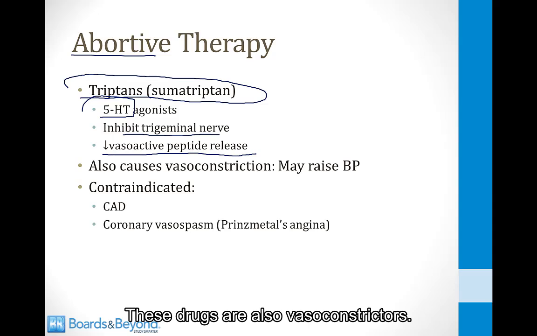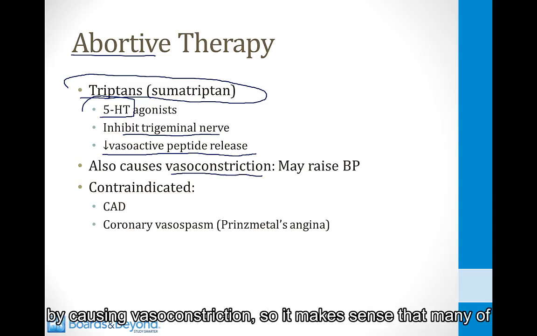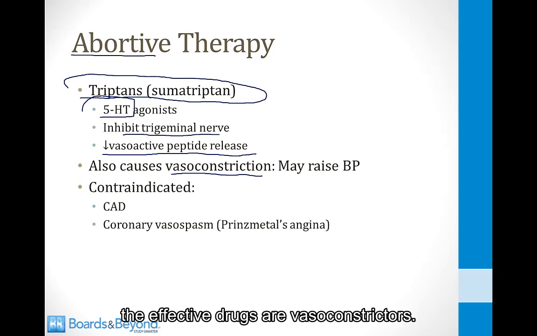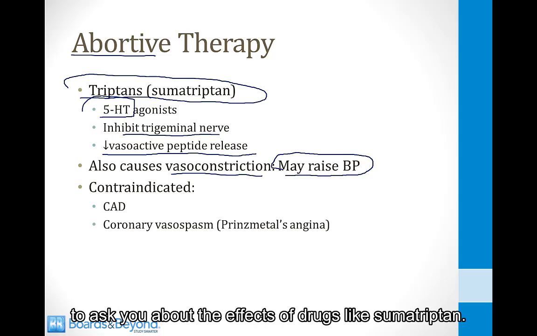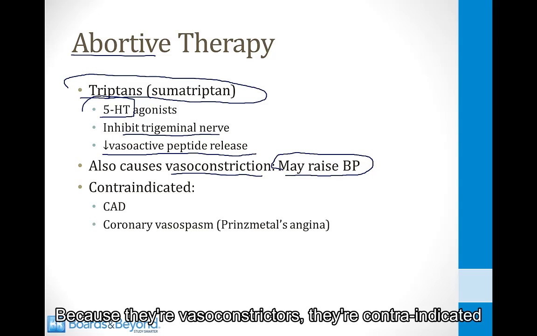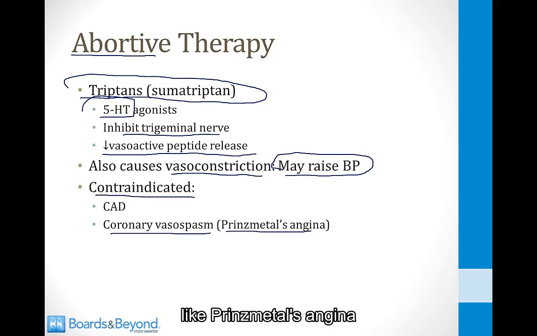These drugs are also vasoconstrictors, and remember, we used to think drugs for migraine worked by causing vasoconstriction, so it makes sense that many of the effective drugs are vasoconstrictors. They can raise your blood pressure, and make sure you remember this because the boards like to ask you about the effects of drugs like sumatriptan. Because they're vasoconstrictors, they're contraindicated in coronary disease and coronary vasospasm like Prinzmetal angina because they can precipitate ischemia.